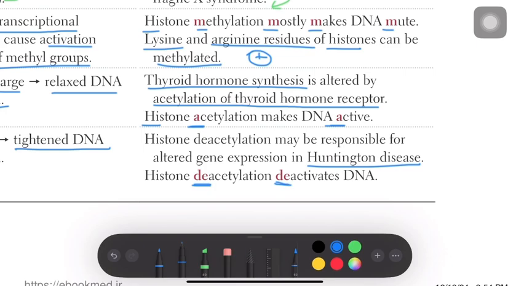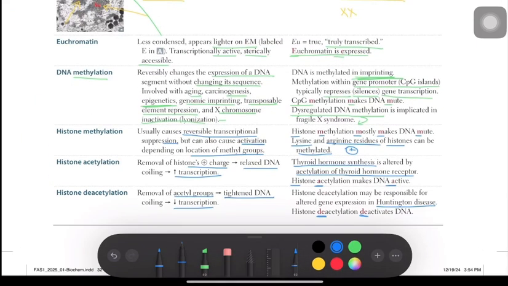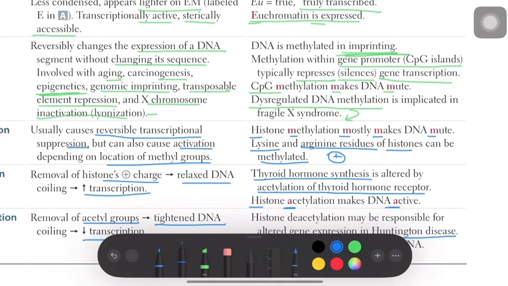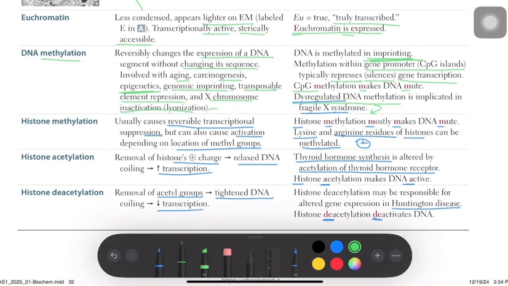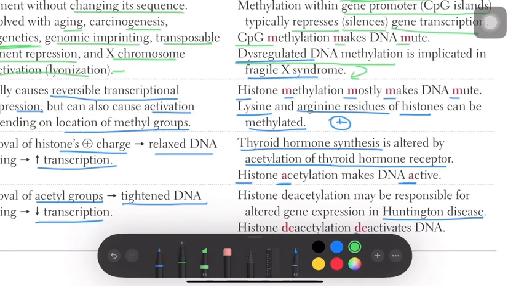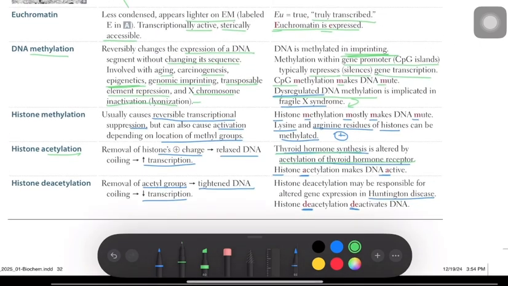Deacetylation deactivates DNA. So remember, if it is dysregulated DNA methylation, you can have fragile X syndrome. If we talk about histone acetylation, then thyroid hormone synthesis is altered by acetylation of thyroid hormone receptors, and histone deacetylation is implicated in Huntington's. Okay, histone deacetylation may be responsible for the altered expression in Huntington's.